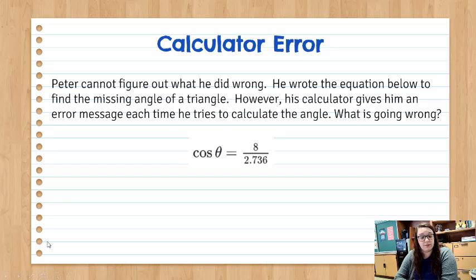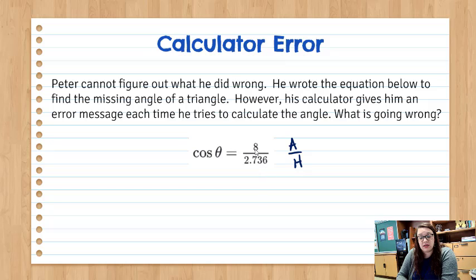So this one is a calculator error problem. It says Peter cannot figure out what he did wrong. He wrote the equation below to find the missing angle of a triangle. However, his calculator gives him an error message each time he tries to calculate the angle. What is going wrong? So if I were Peter, I would think about what cosine is. It is adjacent over hypotenuse. And we know with right triangles, hypotenuse is the longest side.